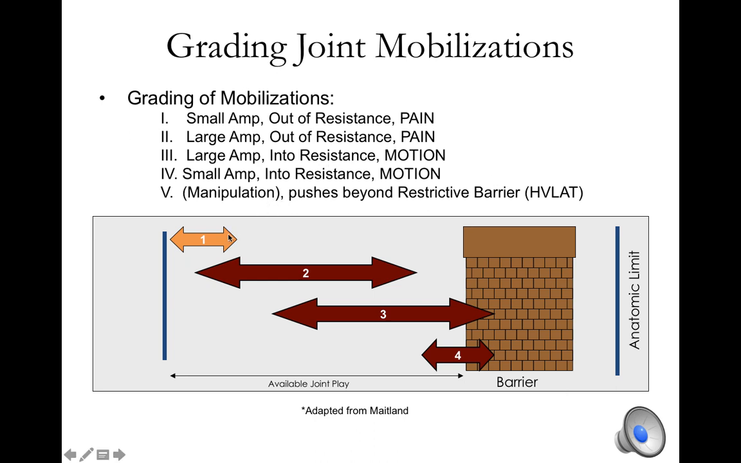Looking at this illustration here, adapted from Maitland, you can see the small amplitude grade 1, which is out of resistance, often used to treat pain. Also, we have our grade 2 movement, which is a larger amplitude movement, still out of resistance, also used to treat pain. Grade 3 is our larger amplitude movement, which is starting to move into resistance. And a grade 4 is a small amplitude movement, which is starting to move into resistance. Grade 3s and 4s are also typically used to treat limitations in movement or motion. Manipulation, then, is going to push beyond the restrictive barrier.